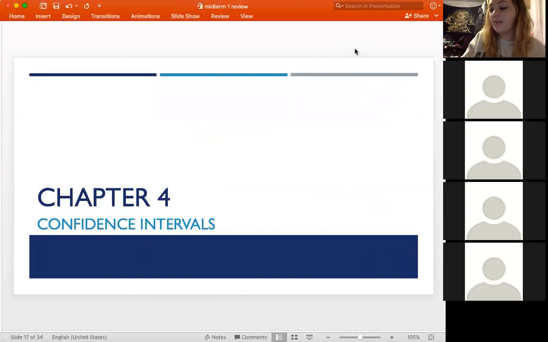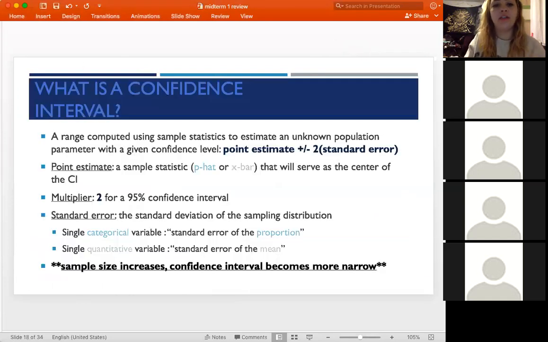Chapter 4, confidence intervals. Love them because it applies the empirical rule. So our confidence interval is our common equation that I have here. We have our point estimate plus or minus 2 times our standard error. So basically you're either going to have an equation that looks like this: p hat plus or minus, and this is for a 95% confidence interval.